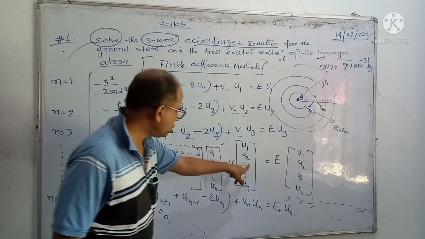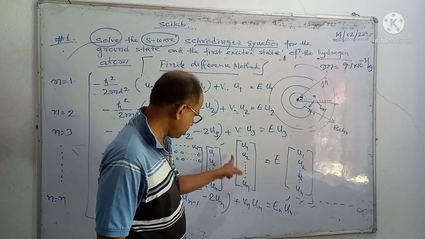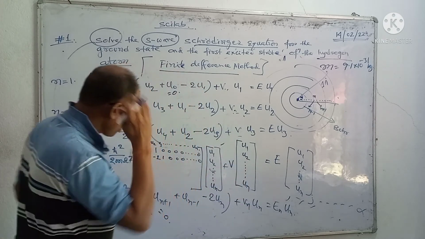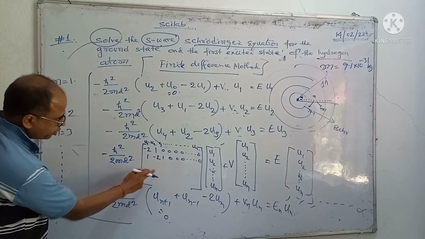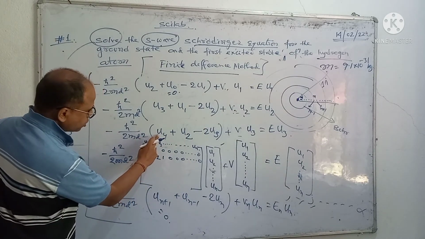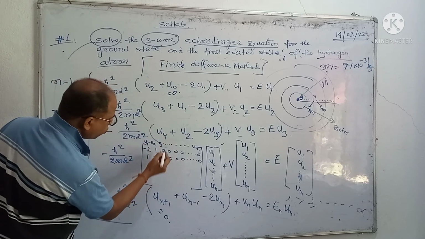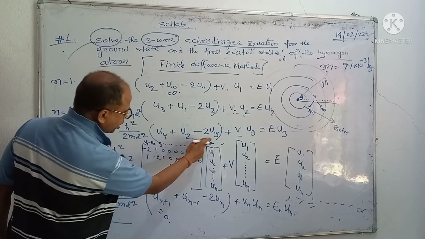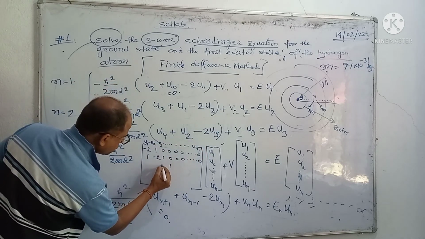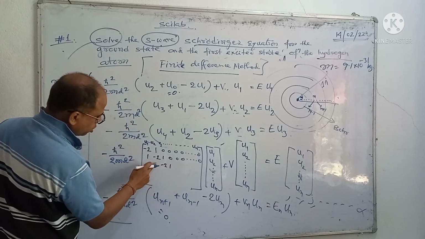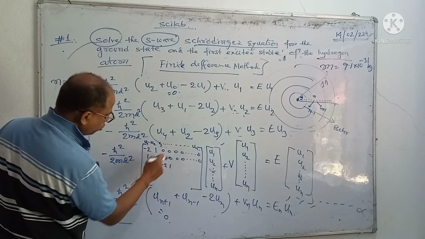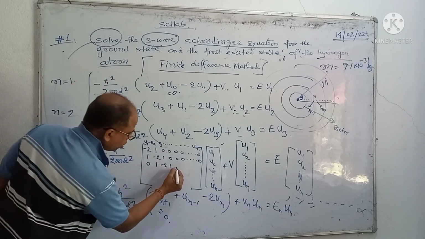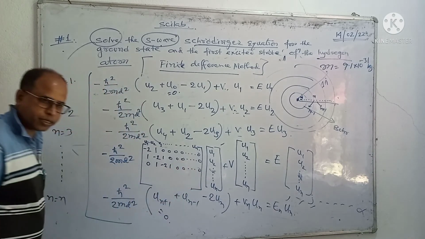Next V into U2, that I will show you. Here it is the matrix. When I write the matrix, then it will be clear. Let me first concentrate on this matrix. Next, U4 is 1. Then U3 is -2. Then U2 is 1. U1 is 0. 0 0 0 0. Right?